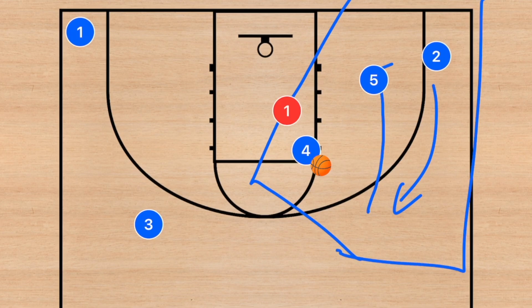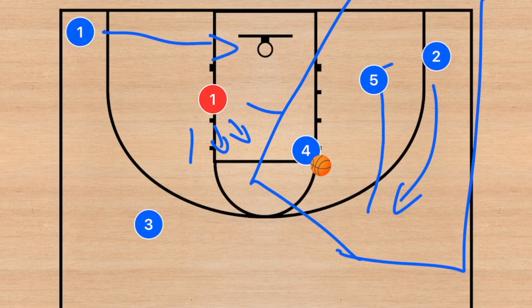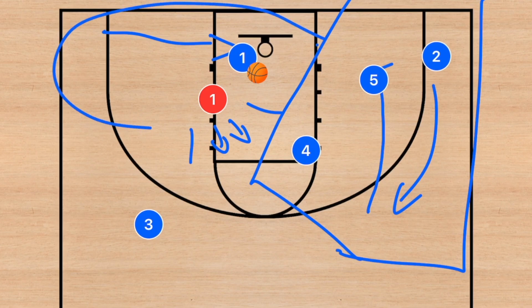If player 1's man is now no longer looking at him and he's looking this way, well, he could cut back door. Player 4 could see him and hit him up with a pass. So we should be teaching our players how to cut back door as well, and to read defenses and to make something out of nothing.